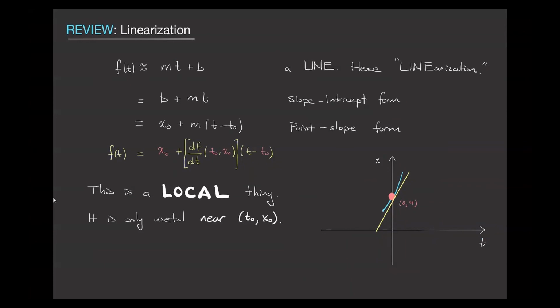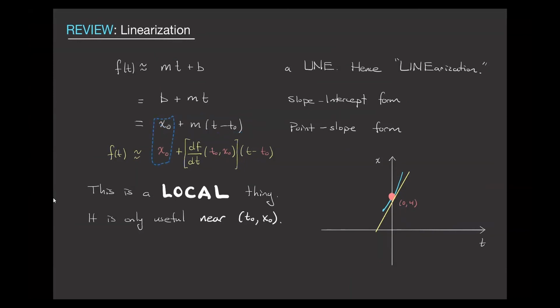That is the point slope form, where you have a point, t naught, x naught, and then you have a slope m. And you can convert between the slope intercept and the point slope. Of course, they're just different ways to write it. But the point slope form will be the way we think about linearization. What we want to do is, this should be approximate. We want to think of f as approximately equal to this point slope version of the line.